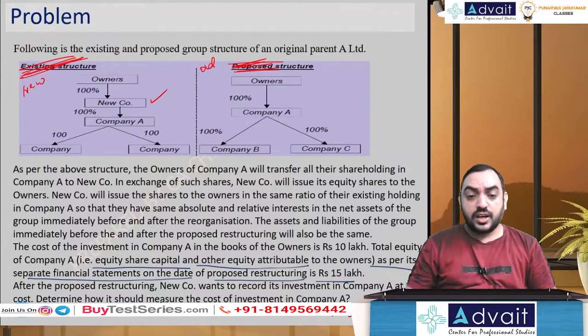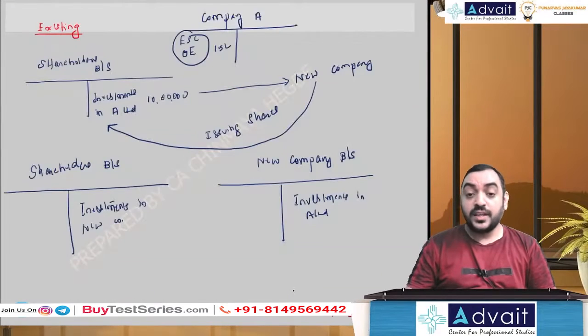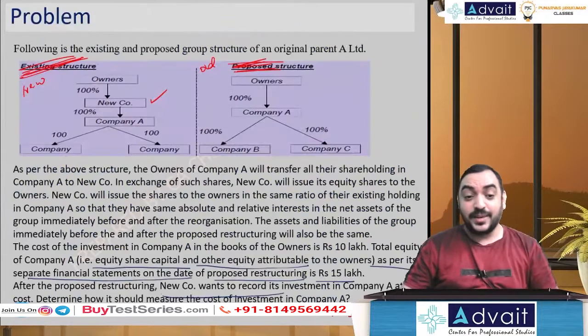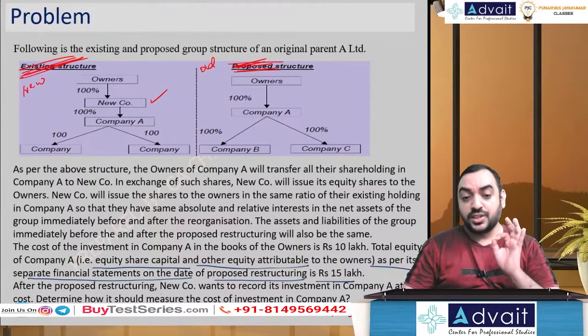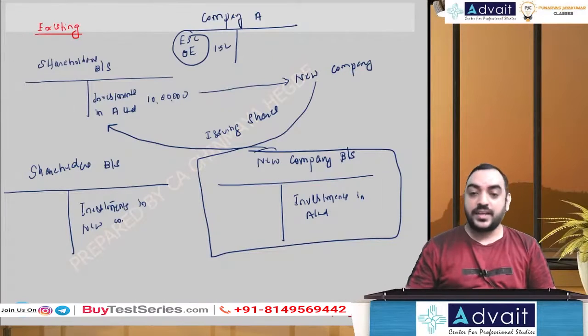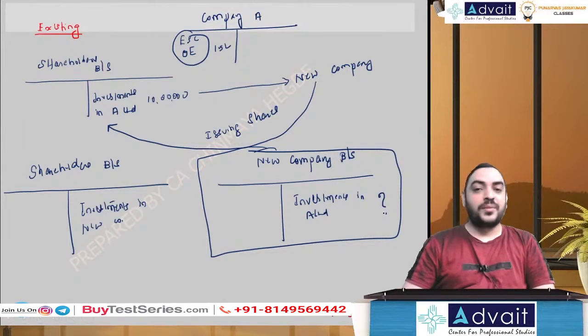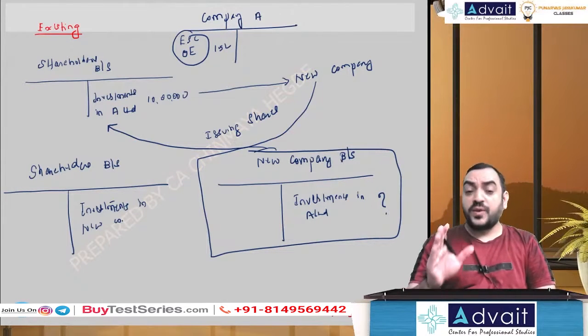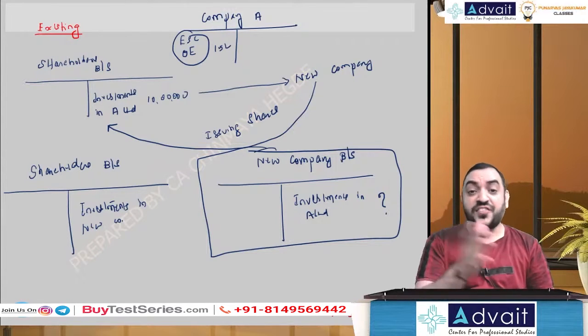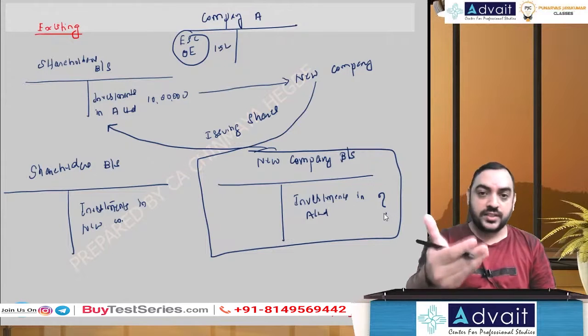The question is, the new company wants to record the investment in company A, this point we are discussing. They want to record the investment in A Limited at cost. How should the cost of investment be measured? Determine how it should measure the cost of investments in company A. So what should be the value of the investment in A Limited is the requirement of the problem. I hope you understood the existing structure, the new structure, what the different balance sheets will look like, and what the requirement is.